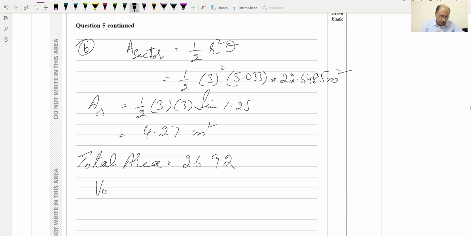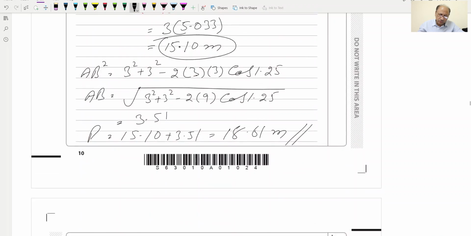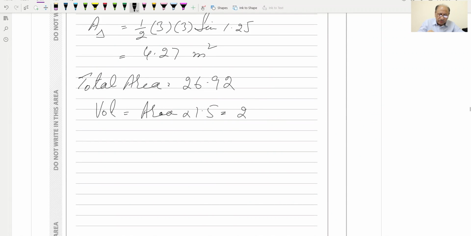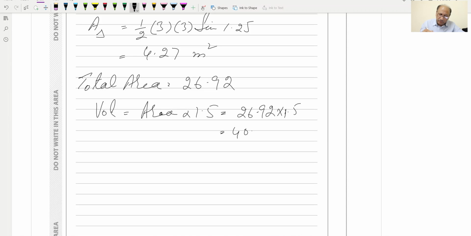And for the volume, we will be multiplying this area. This will be equal to area multiplied by 1.5, which is the height, which is given over here, 1.5 meters. So we are multiplying this by 1.5, and this will be 26.92 multiplied by 1.5, and this will give us 40.378, and up to 1 decimal place we need the answer, so it will be 40.4 meter cube. This will be the volume, so it will be meter cube. This is meter square area. So this is also done.